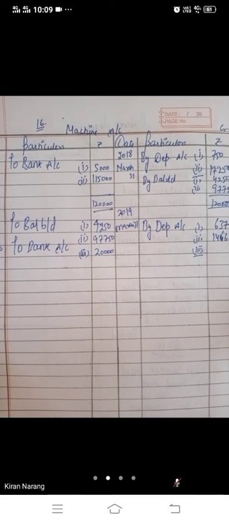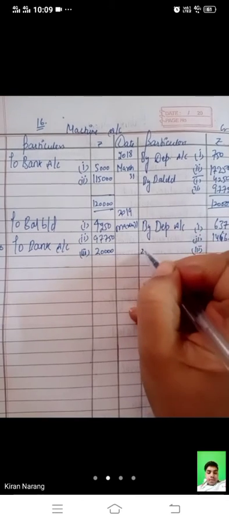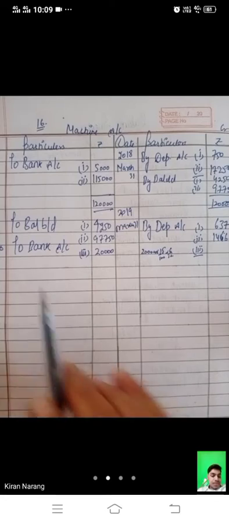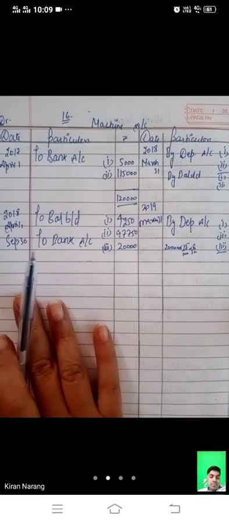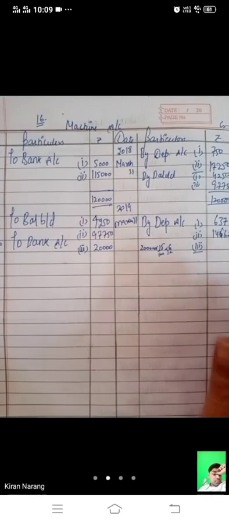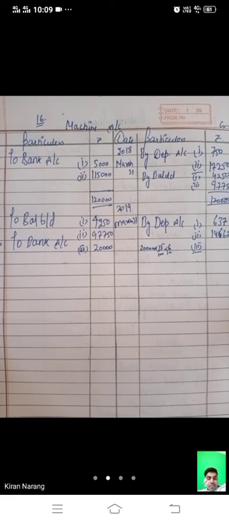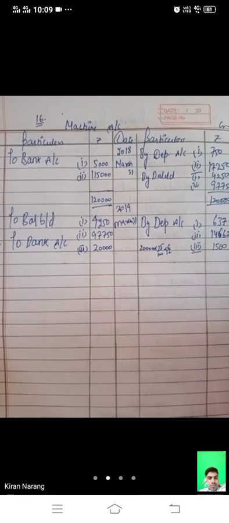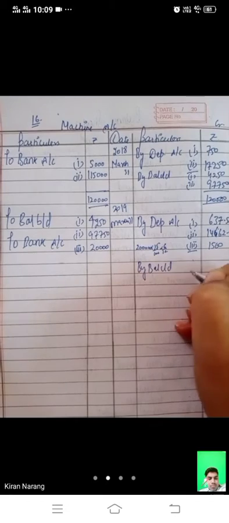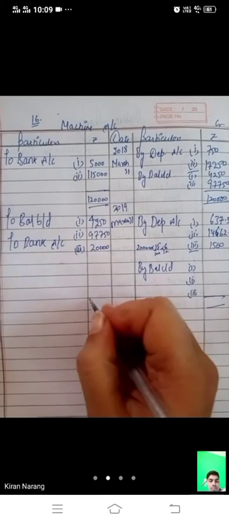Now we have to calculate the depreciation for the third machine also. 20,000, 15% for 6 months only. Why 6 months? We have purchased on 30th September. September has gone. October, November, December, January, February, March. We have used this machine for 6 months only. So 15% of 20,000 will be 3,000, and for 6 months we will charge depreciation of 1,500. Got my point? Now you will be having 3 balance carried downs: first, second, and third.